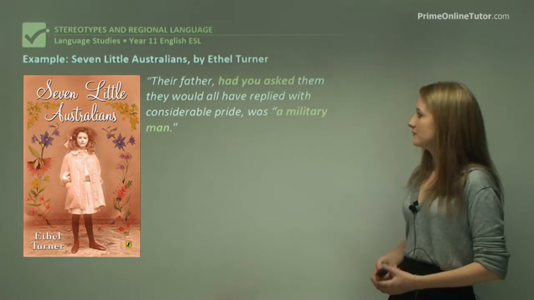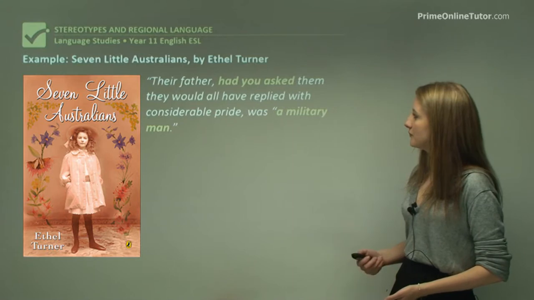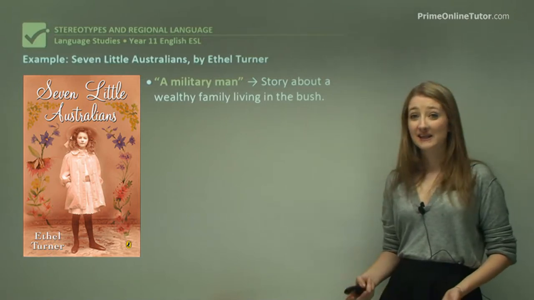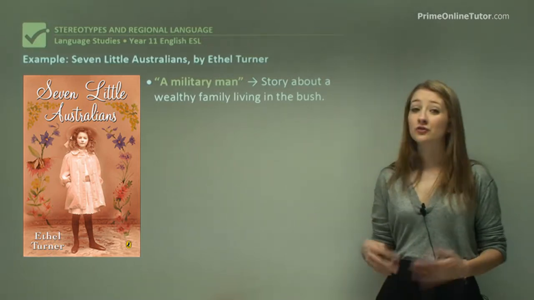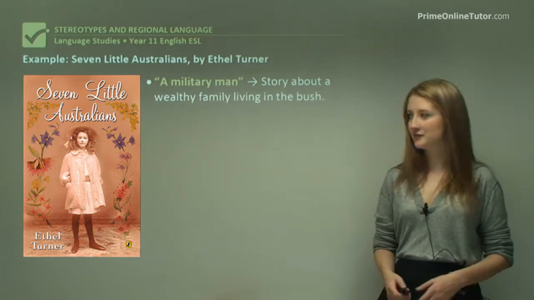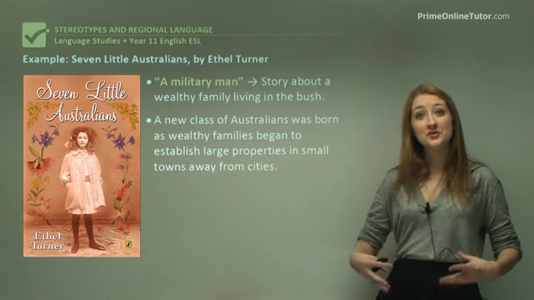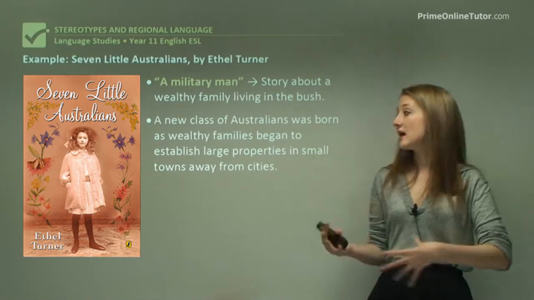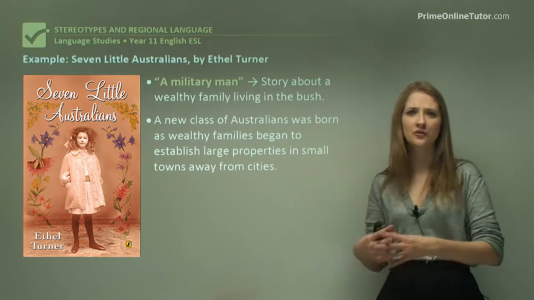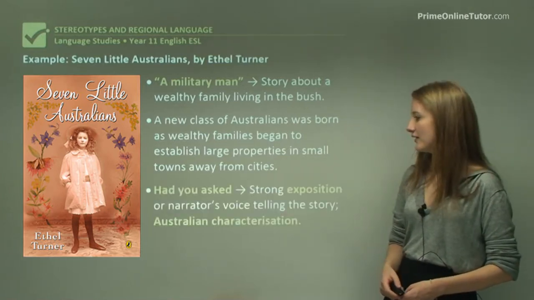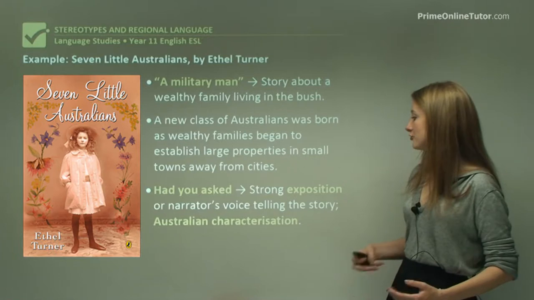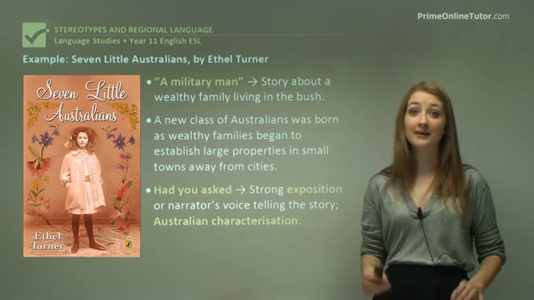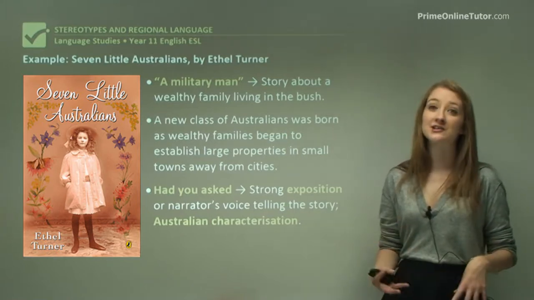So this quote, "Their father, had you asked them, would all have replied with considerable pride, was a military man." So here we're getting the idea of the military man. It's showing you that it's a story about a wealthy family who's living in the bush. This is representative of the new class of Australians that was born as wealthy families began to arrive in Australia and establish large properties in small towns away from the original city landing points. The use of "had you asked" is a strong exposition of the narrator's voice, which is telling the story. So we're getting that really good Australian characterisation, the sense that you can really imagine the person telling the story.